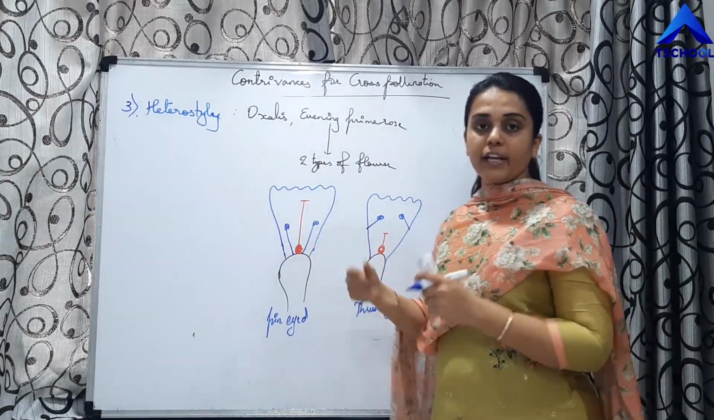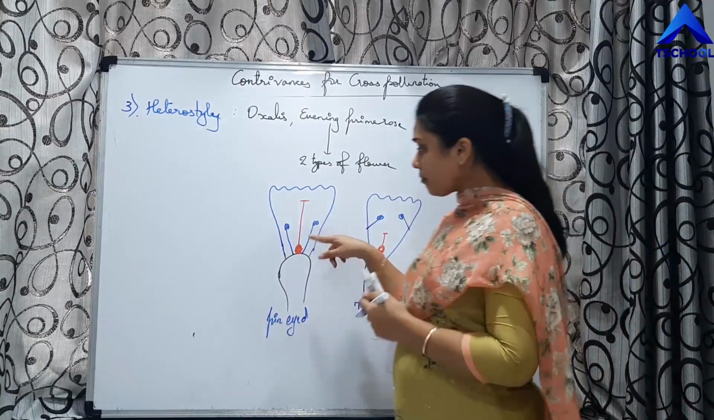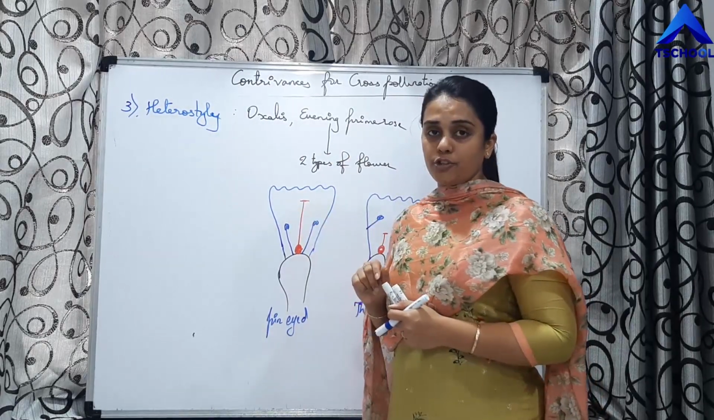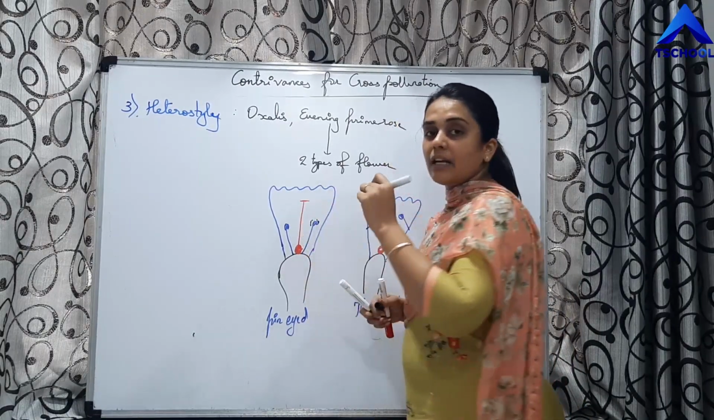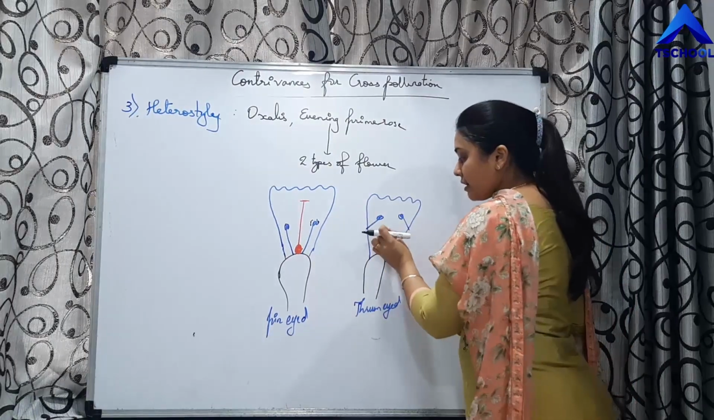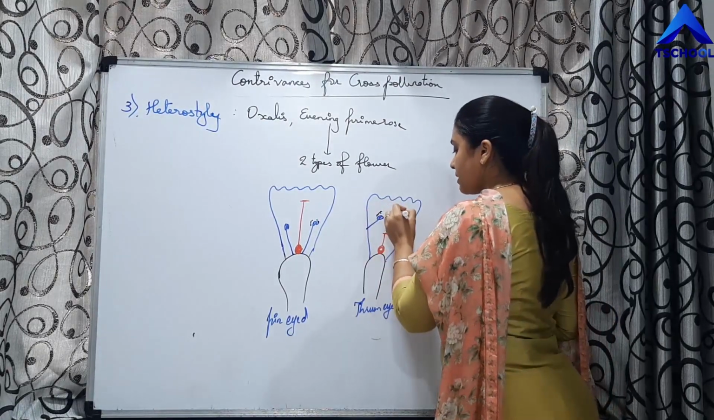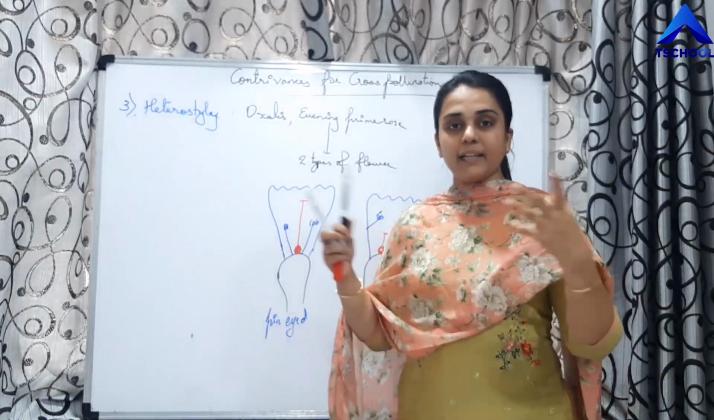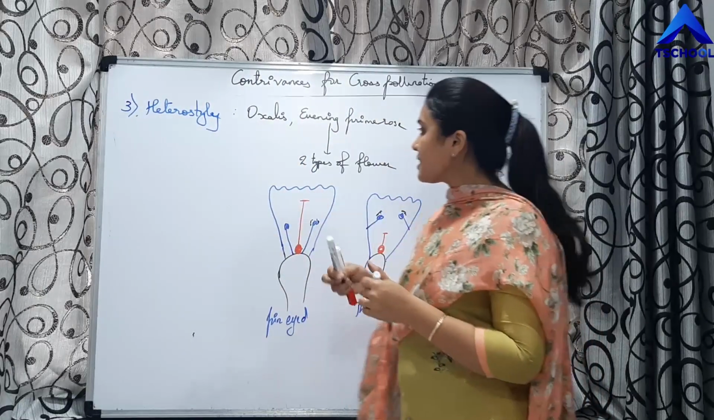Pin-eyed possesses an elongated style and thrum-eyed possesses a shorter style. So over here the anthers are much more below the stigma portion. So the pollen grains which are released from the anther are not able to reach the stigma portion, right? And over here the stigma is very low, right? So the pollen grains released from the anther will be carried outside. So this will favor cross-pollination, that is heterostyly.